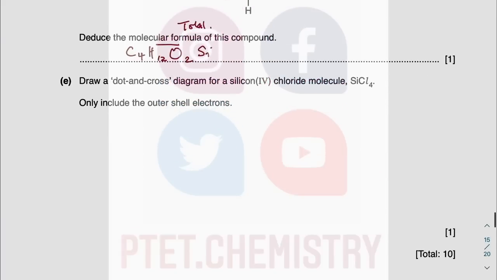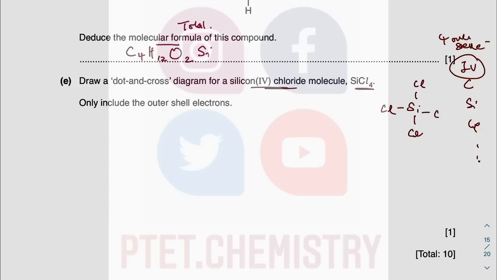Okay, draw a dot and cross for silicon tetrachloride. Before I do this, I should probably think back on carbon, silicon, germanium, and so on. This is group 14, 4 outer shell electrons. Okay, what do you know? You know that chlorine usually forms a single covalent bond. So I would draw the display formula first.